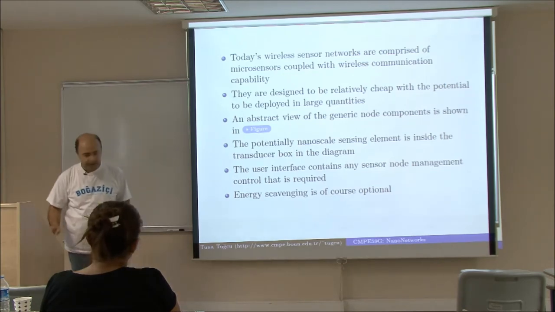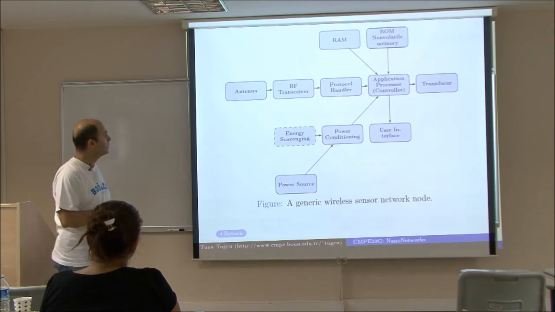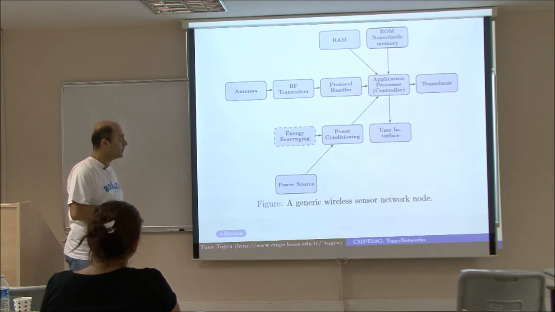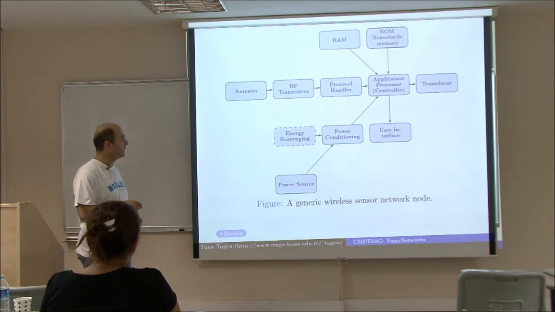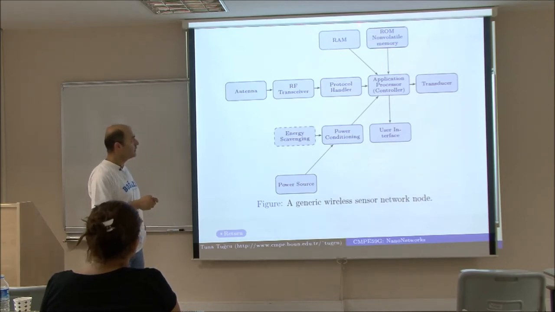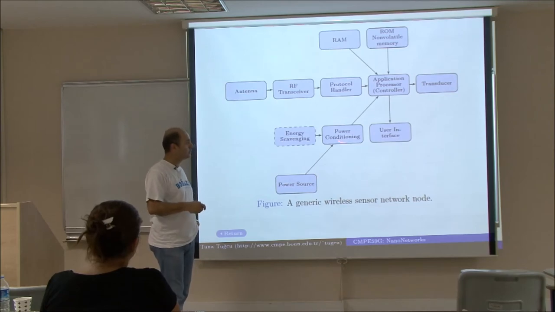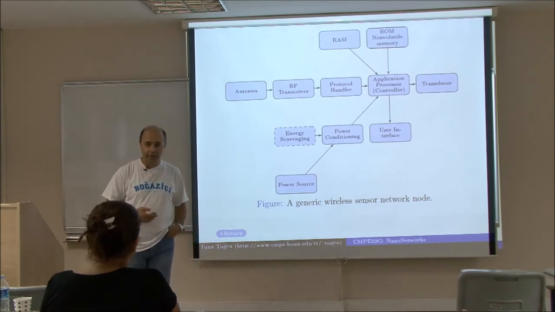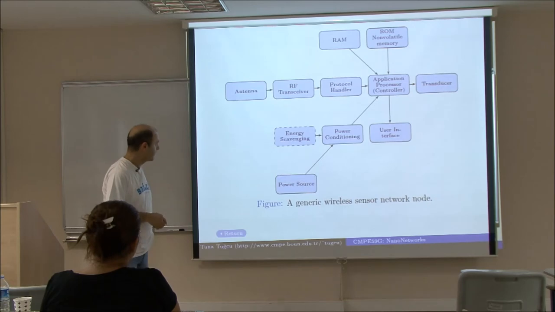So in the next slide, we have an abstract view of a generic sensor node. Of course, a real implementation does not always have to be the same way. So typically, you have an application processor which will serve as your controller. From the antenna, you receive the incoming signal. You handle it with the RF transceiver. Then you handle the protocol, of course. All these are done by the controller. You, of course, need RAM and ROM. You need some power source over which you do power conditioning, and of course, some user interface. And the sensing unit itself would be here in the transducer. Okay? And if possible, you try to provide energy scavenging, which would help you a lot.